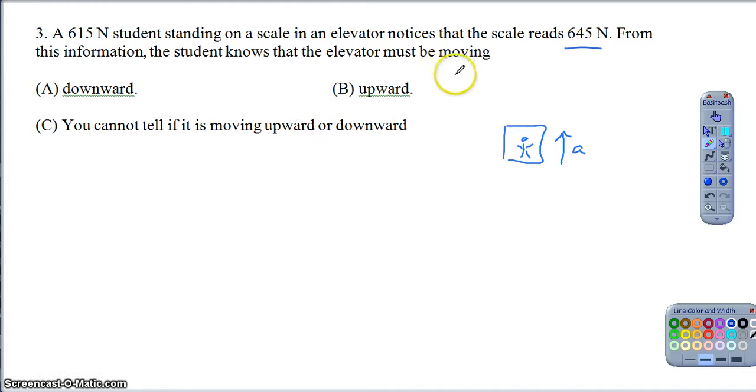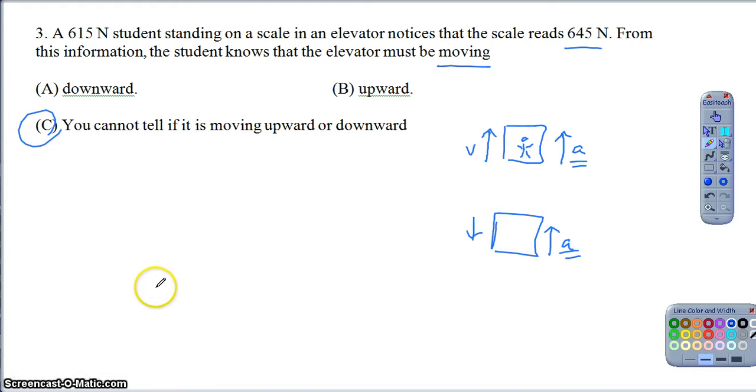However, I don't know anything about which way it's moving. The elevator could be accelerating upward and moving upward, so maybe it's going from the ground floor up and it's picking up speed, but it also could be moving downward while still accelerating upward, right? Maybe it's coming towards the bottom of its path and it's accelerating upward to slow down. The only thing I know for sure is the acceleration has to be upward. I actually don't know if it's moving up or down, right?